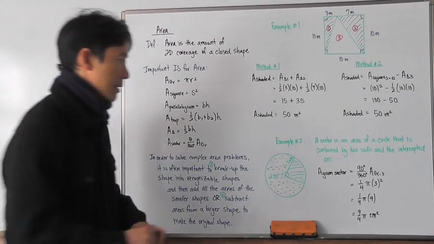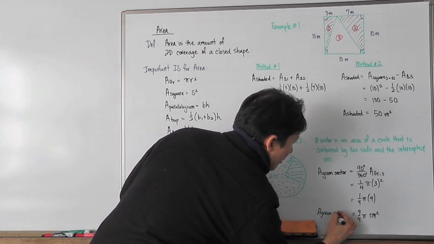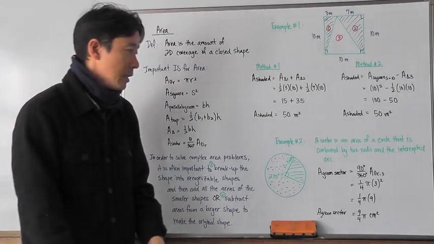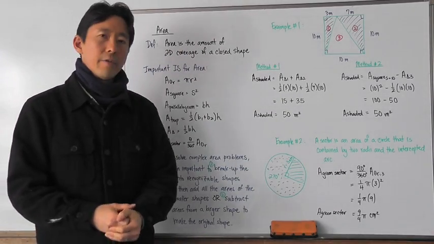Okay, sorry, let me add one last thing. Okay, and so there you go. That's how we can find the area of the green sector.